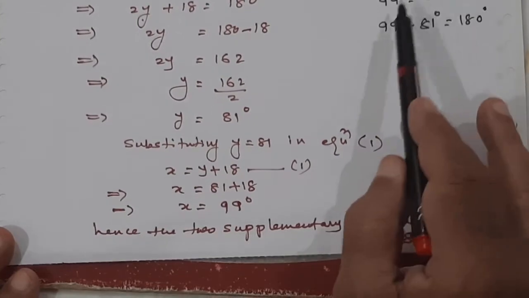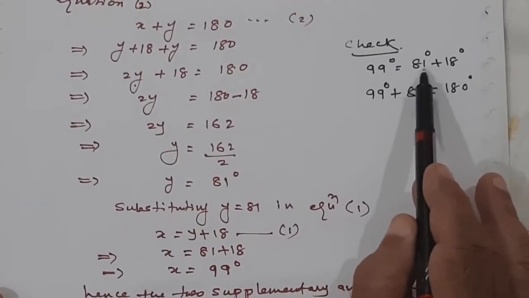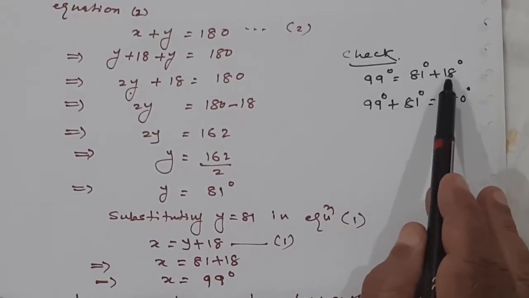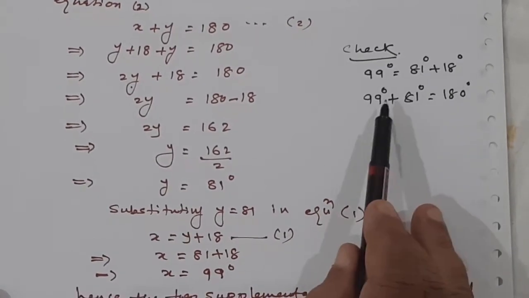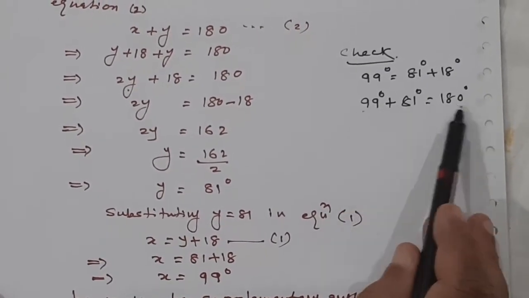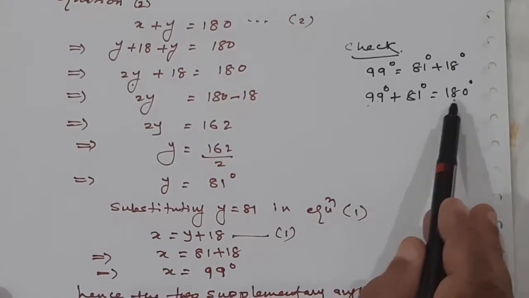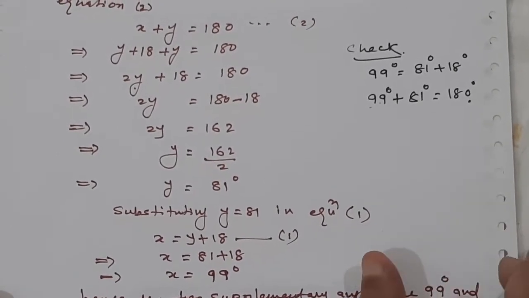Now check, is 99 greater than 81 by 18? Add 81 plus 18, you get 99. See that. And the sum of these two angles, is it 180? 99 plus 81, you add, you get 180 degrees.